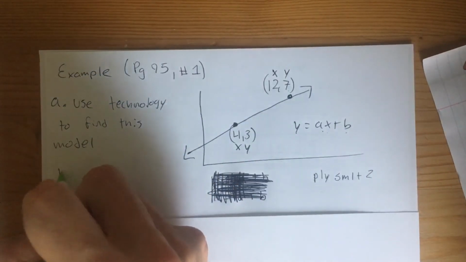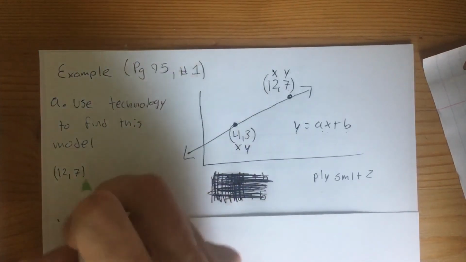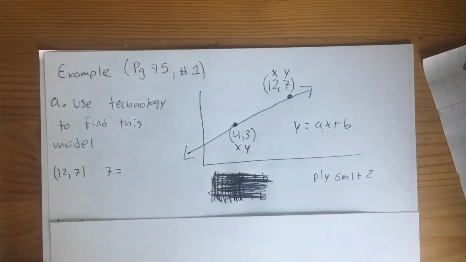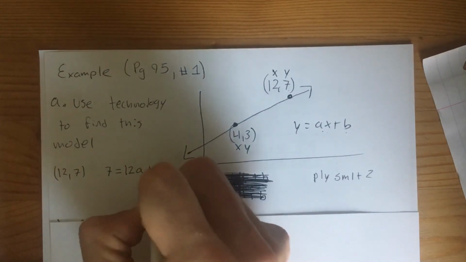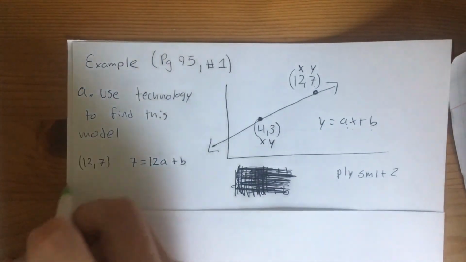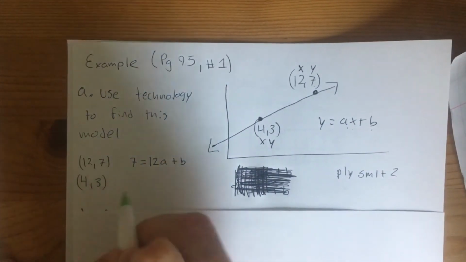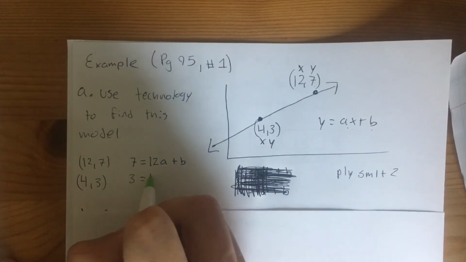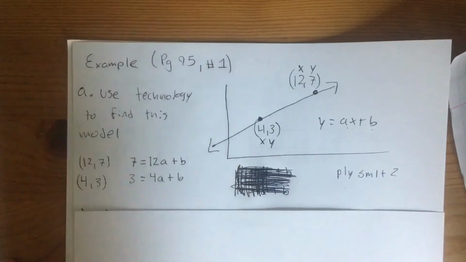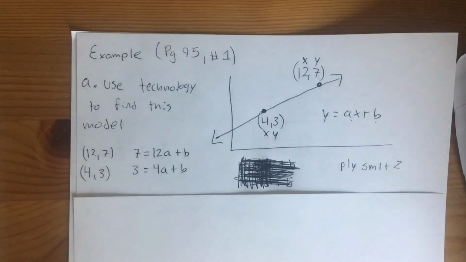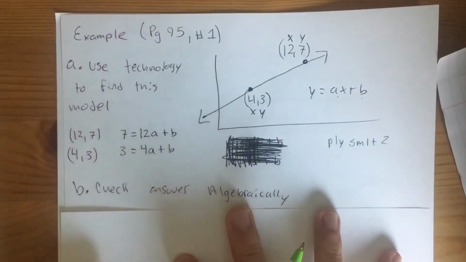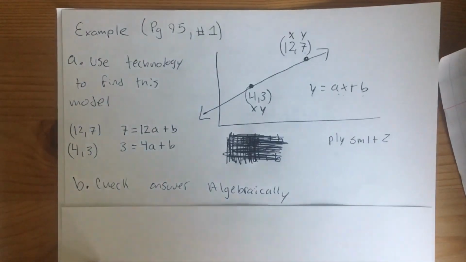So if we did 12 comma 7, y is going to be 7. So we're going to say 7 equals 12a plus b. And then if we use 4 comma 3, that's going to be 3 equals what? 4a plus b. And so what I want you all to do real quick is use Polysmalt 2 or use that simultaneous equation solver online that I sent you all and see if you can do that. And we're going to check our answers here by using a little bit of algebra.